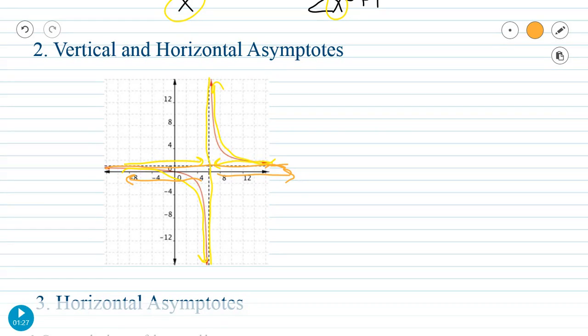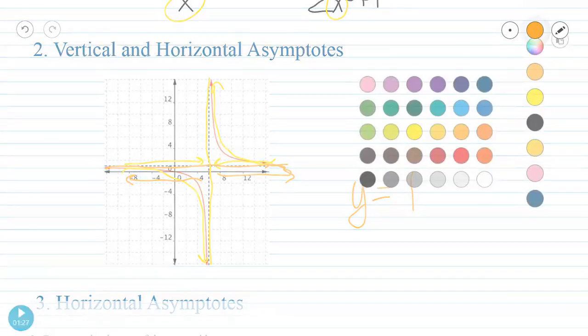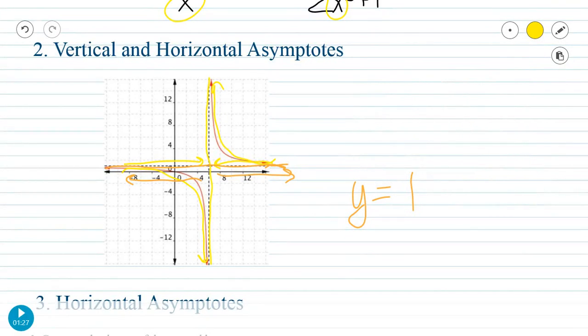I write the equation of a horizontal asymptote in the form of y equals, and in this case the horizontal asymptote is at y equals 1. I'll do the equation for the vertical asymptote in yellow. My vertical asymptotes always have the equation of x equals, and in this case it's x equals 6. So that is the difference between a vertical and horizontal asymptote.